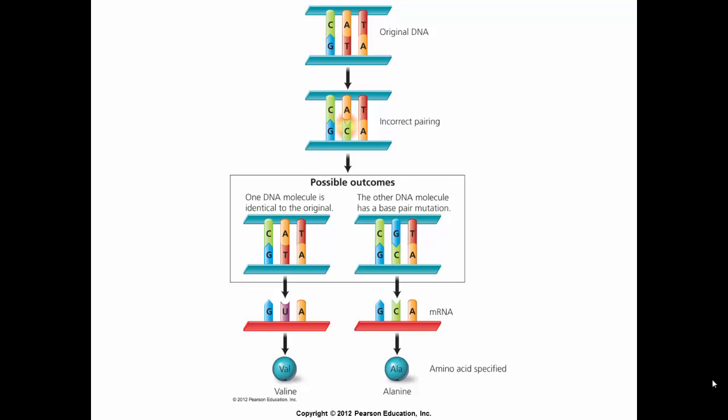So in the original, you see where the GUA would code for valine. In the amino sequence on the right where the mutation occurred, you see now there's a different amino acid specified, and this is where problems begin to occur, disorders, diseases that we see.